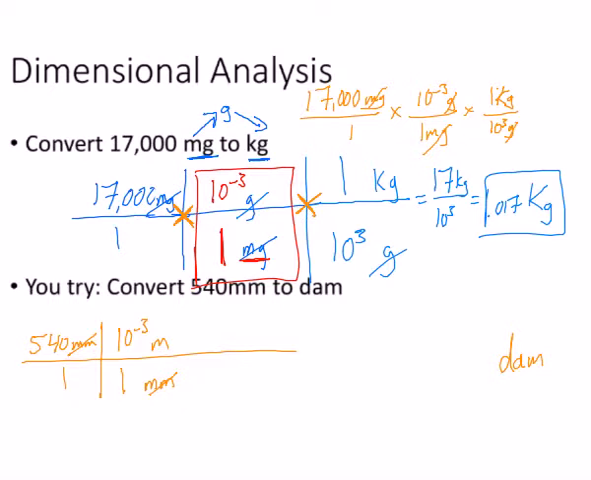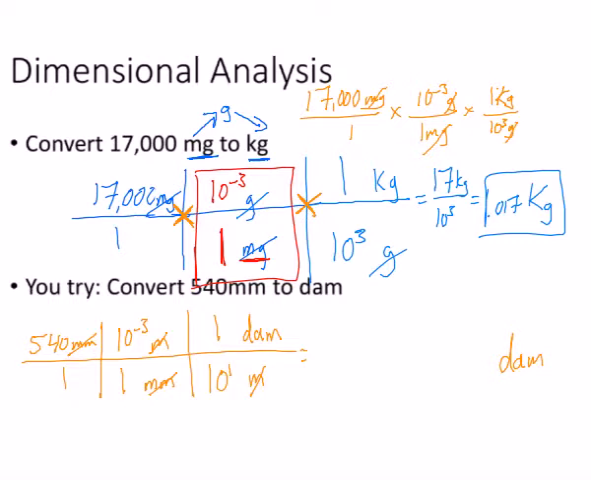I'm trying to get to decameters, so I need another fraction. Meters on the bottom, decameters on the top. Oh, there's my prefix, so I'm putting a 1 there. Meters will cancel out. Now I'm going to look up what decameter, or deca, means, and that's what's going to go down here, 10 to the first. Now I can do the math.